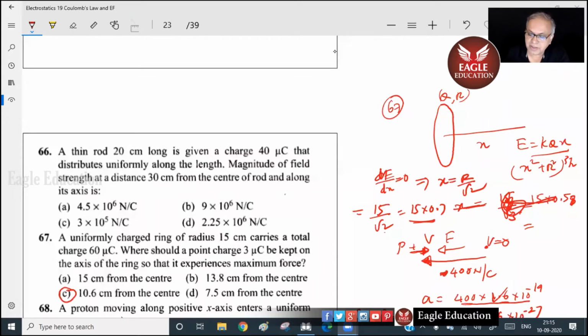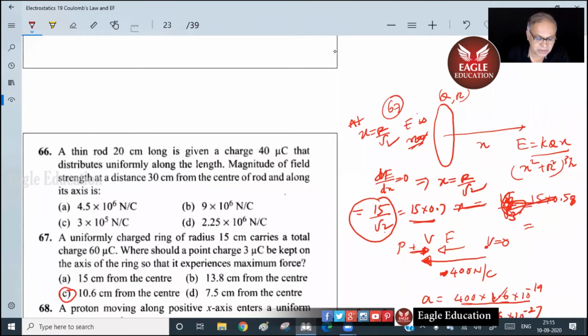So is 67 over? For this, for dE by dx equals 0, x is R by root 2. At x equals R by root 2, the field strength is maximum. So if E is maximum, force will be maximum. Therefore, the answer should be directly 15 by root 2. 1 by root 2 is nearly 0.7, so 10.5 means 10.6 here in the answer. All right. So I should continue. This you should do. 66 you should do on your own because we've done it in the class in general terms.